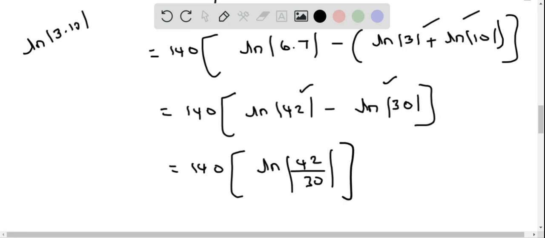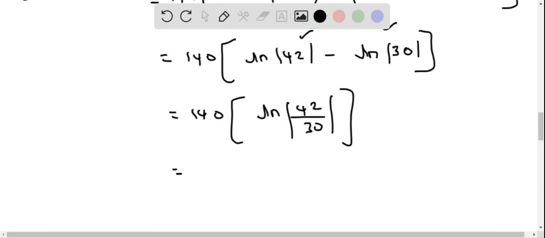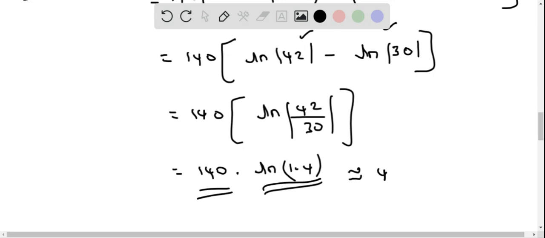This is an absolute value. And this equals 140 times, 42 over 30 is 1.4, so I write natural logarithm of 1.4. We evaluate this expression using the calculator and then multiply the result with 140. And when we do that, we approximately get the time equals 47.11. This is rounded to 2 decimal places. And we also put the unit of time, which is minutes. So this one is the time.